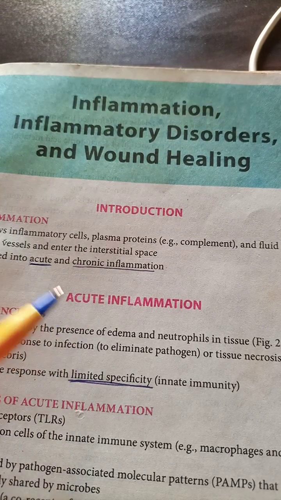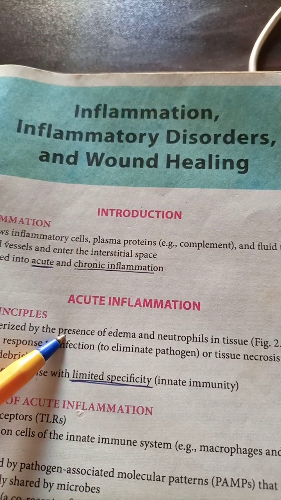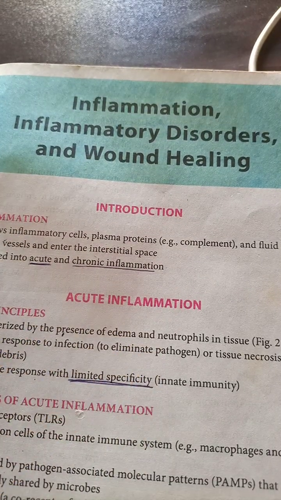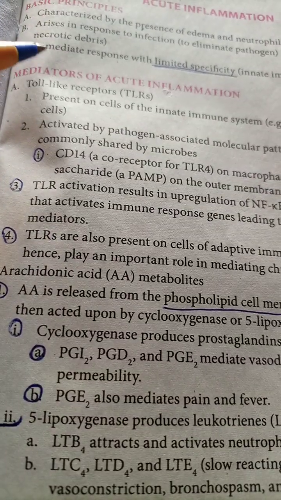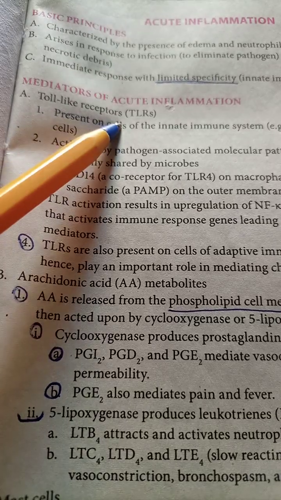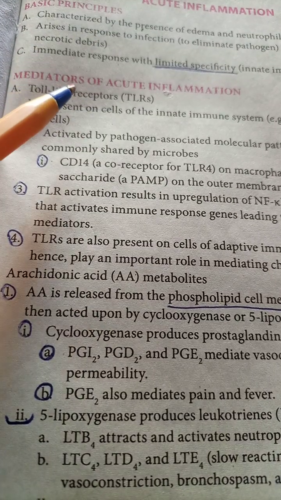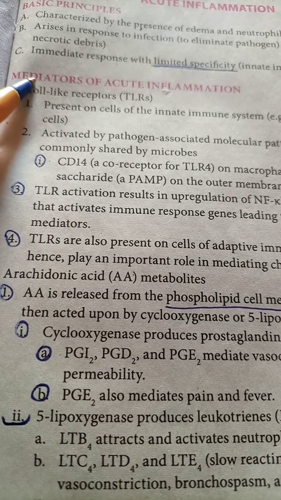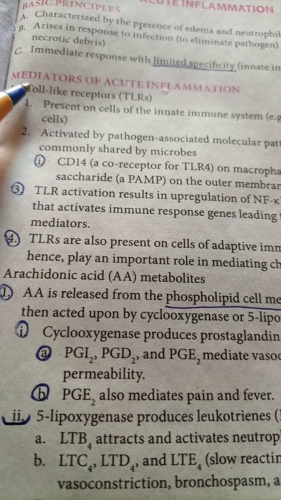Now, acute inflammation is characterized by the presence of edema and neutrophils in the tissues. Okay, so mediators of acute inflammation are, number one, toll-like receptors. These are receptors which are present on the cells of innate immunity. These are mediators of acute inflammation, toll-like receptors.